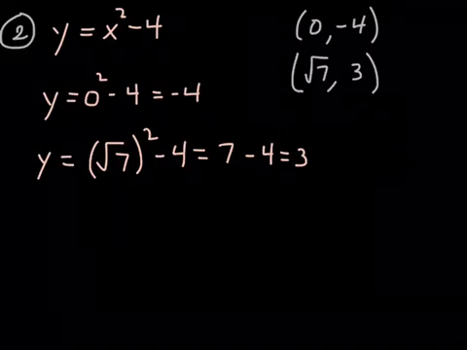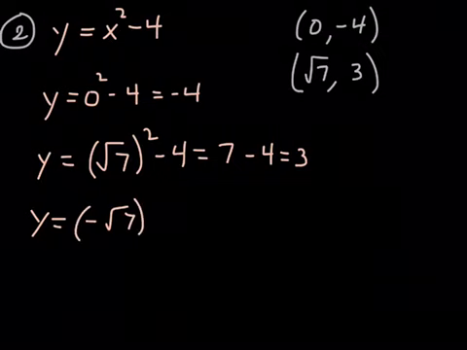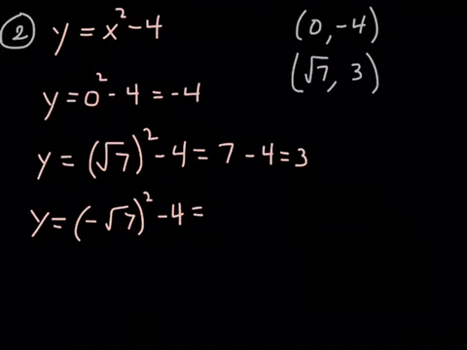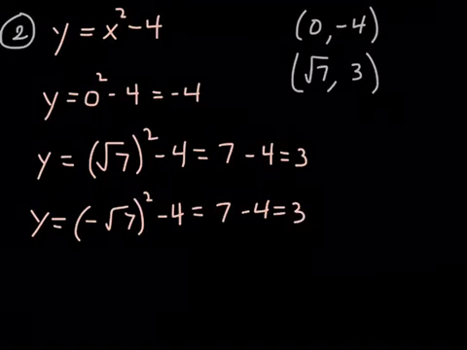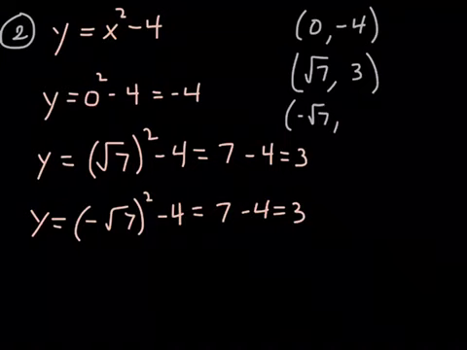Just kind of keeping track here. All right, one more x value to plug in, negative root 7. You're going to get the same thing because of my same argument that I was making earlier. When you square a real number, you always get something positive. So this is 7 again, and 3 again. The only thing different is what you plugged in. Negative root 7, positive 3.